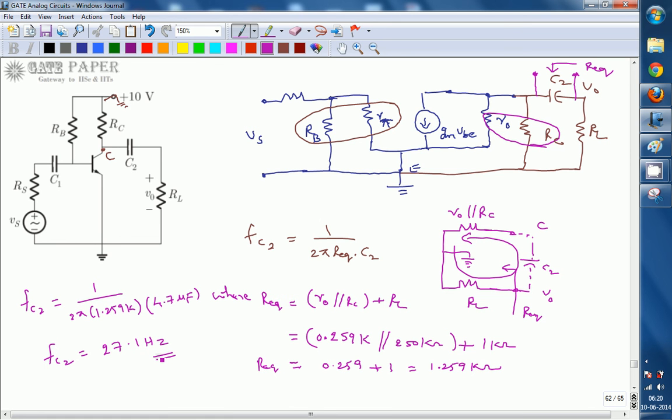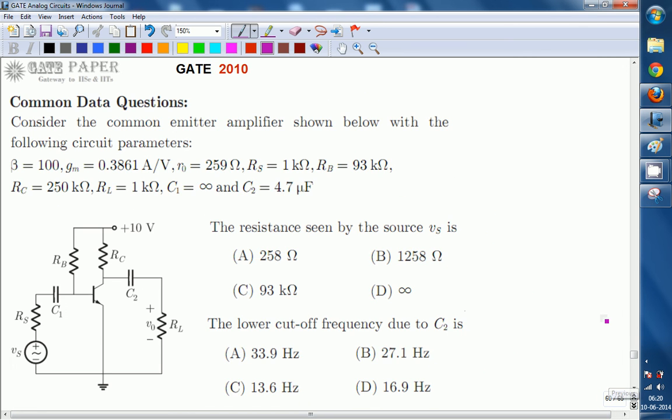Lower cutoff frequency for C2 is calculated as 1 by 2 pi R equivalent into C2, where R equivalent is the resistance looking into the capacitor terminals. That is what we have calculated and substituted. So FC2 is 27.1 and R equivalent is 1.259 kilo ohms. For the first one the answer is B, 1.258 kilo ohms, and for the second one it is 27.1. Both are option B.